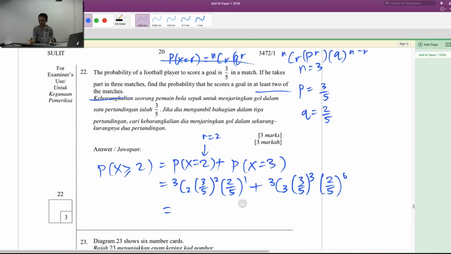Then I will solve this one real quick. So 3C2, use the calculator, multiply by 3 over 5 squared, and then multiply by 2 over 5. You will get the decimal 0.432. And then plus 3C3, which is 1, and 2 over 5 to the power of 0 is 1, so only 3 over 5 to the power of 3 remains.